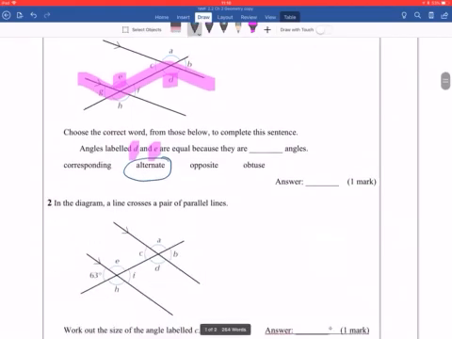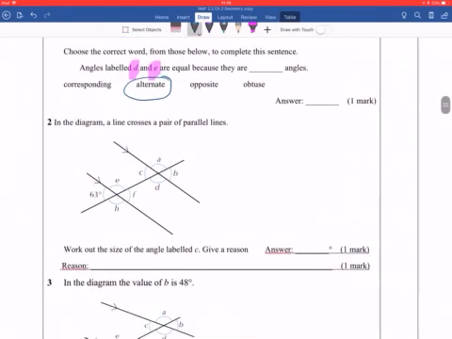Okay, question 2. It tells you that this one is 63 and it wants to know what C is. So if I look, it's a backwards F, but it's an F, and so it's 63, it's the same because they are corresponding angles.